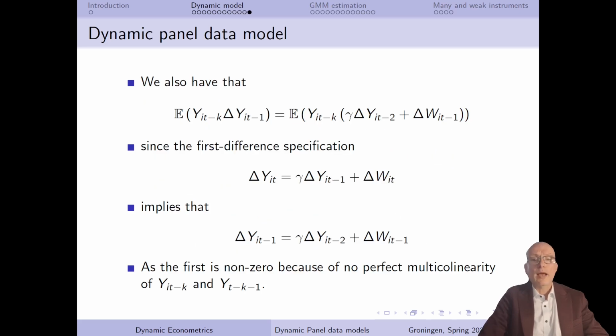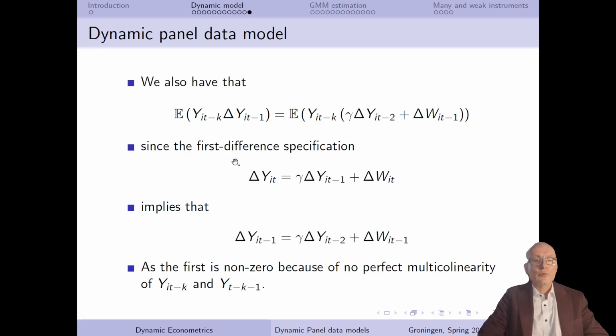However, we still also have to look at instrument relevance. That means in this case that we have to prove that for K larger or equal to 2, YIT minus K is going to be correlated to delta YIT minus 1, our endogenous regressor. Well, that we can prove by looking at the mean of the product of these two things over here. If this is not equal to 0, then definitely YIT minus K is correlated to delta YIT minus 1.